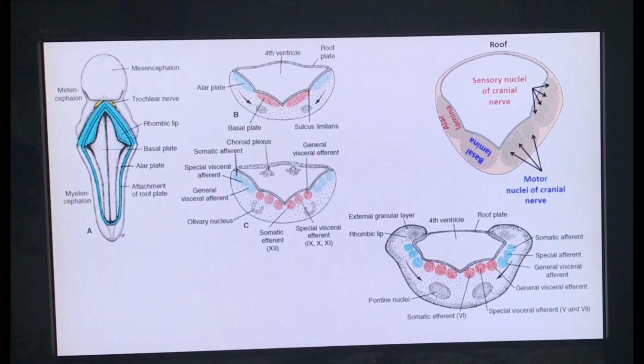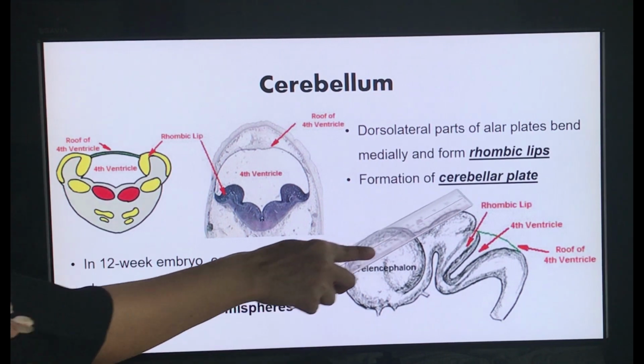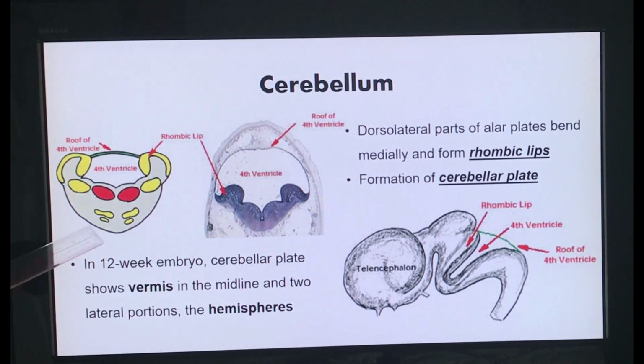Due to the further deepening of the pontine flexure, these rhombic lips come closer and compress each other in the cephalocaudal direction, and that forms the cerebellar plate. At around 12 weeks of embryo development, this plate will have a center which is the vermis, at the midline. On either side there will be developing lateral portions, which are the cerebellar hemispheres.